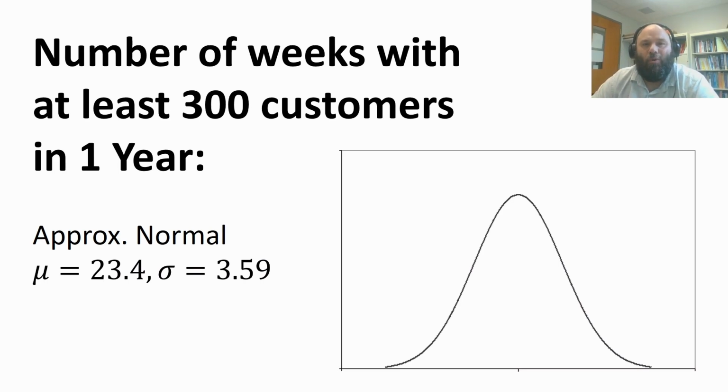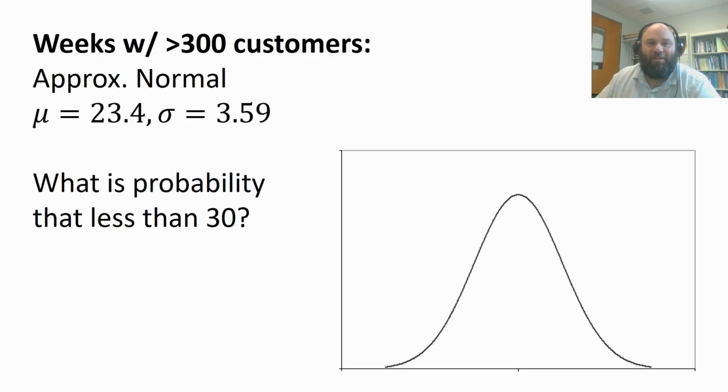Anyhow, we might want to ask a question such as, what's the probability that we have less than 30 weeks with at least 300 customers? Let's say our break-even point requires us to have at least 30 weeks with 300 or more customers. What's the probability that this does not occur? That is, that we have fewer than 30 weeks with at least 300 customers.